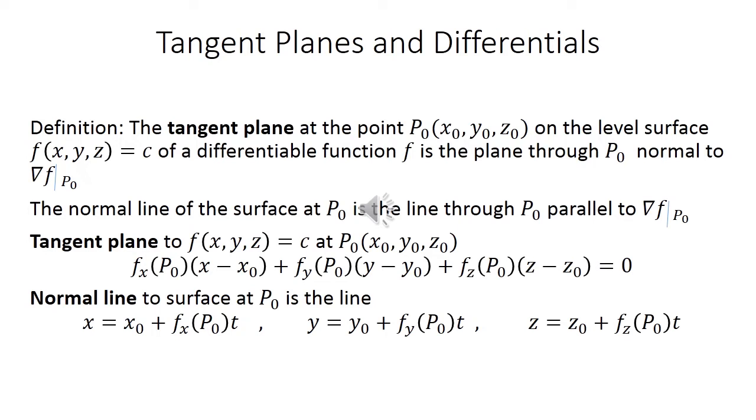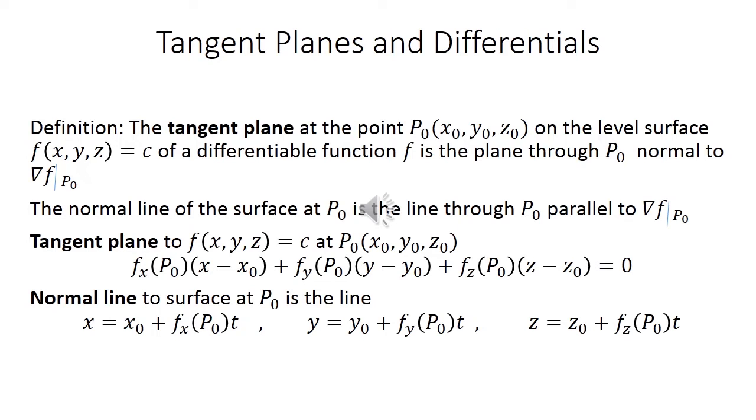The tangent plane to the surface f(x, y, z) equals c at P0(x0, y0, z0) is: the derivative of f with respect to x at P0 times (x minus x0), plus the derivative of f with respect to y at P0 times (y minus y0), plus the derivative of f with respect to z at P0 times (z minus z0), equals 0.